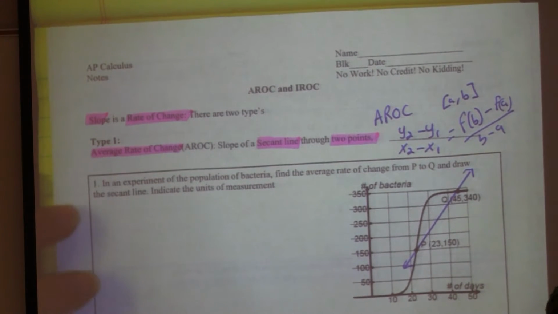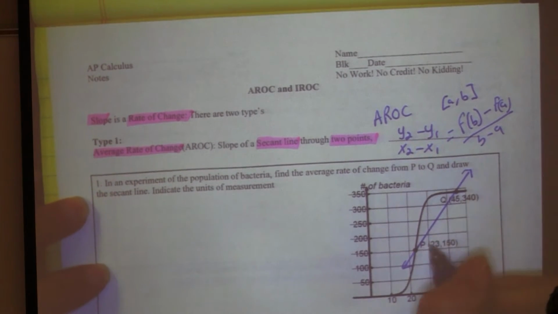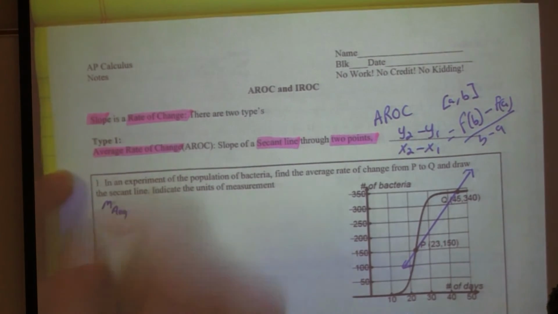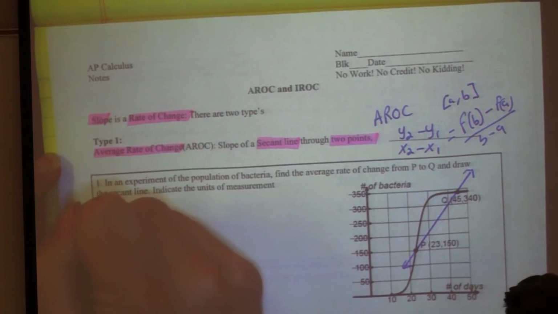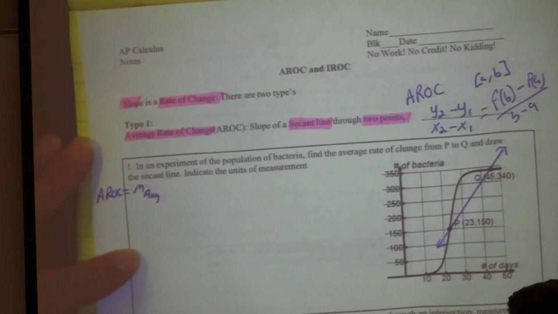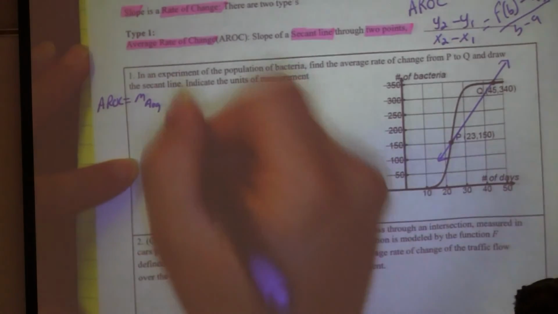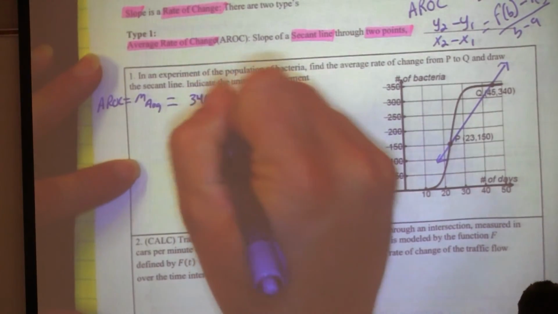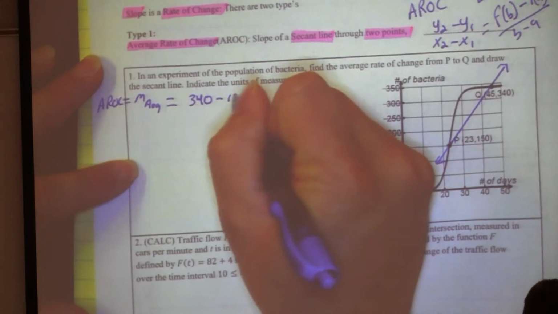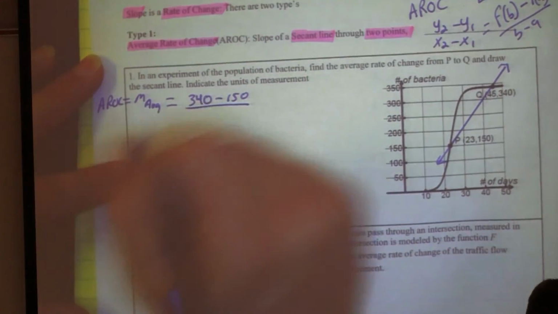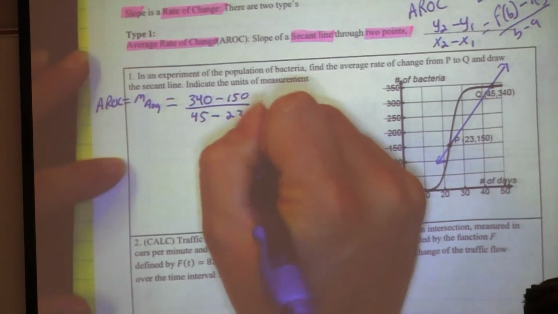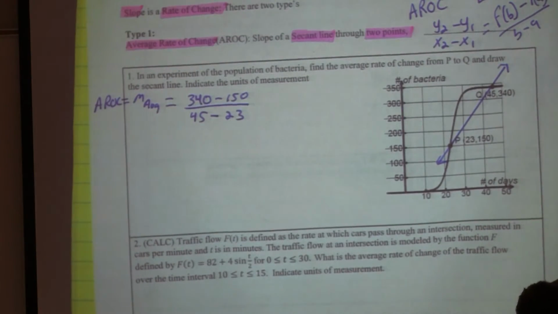Alright, so we need the two values. We have them, right? So let's find the slope, or the average rate of change. AROC. What's it going to be here? What's y2? 340 minus 150 divided by 45 minus 20. This is the average slope, the average rate of change.